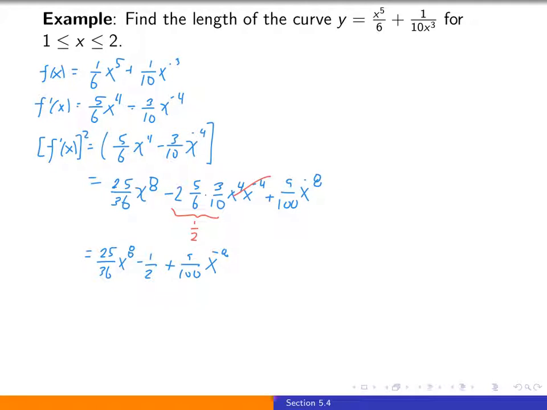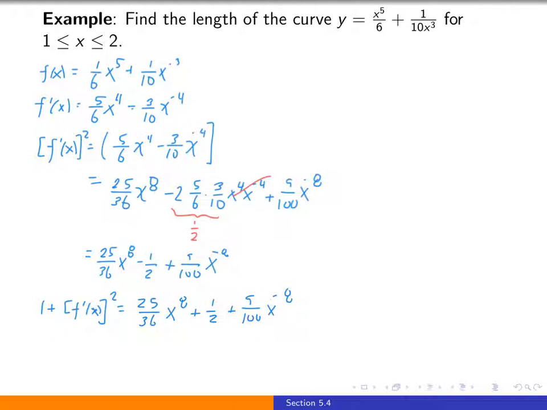And what we are going to have in our integrand when we set up our integral is the square root of 1 plus f prime of x squared. So let me go further here and note some algebra. 1 plus f prime x squared: if we take our formula from above and add 1 to it, that middle term of minus 1/2 becomes positive 1/2. So 25 over 36 x to the 8th plus 1/2 plus 9 over 100 x to the minus 8th.